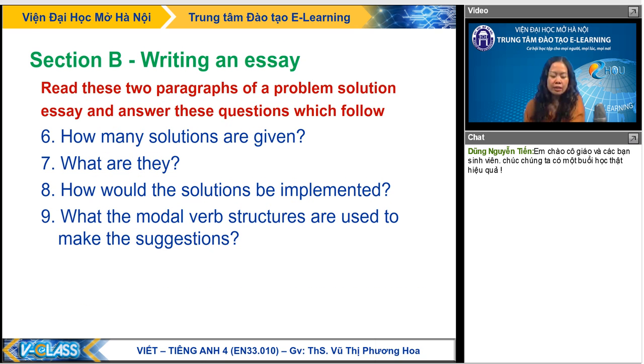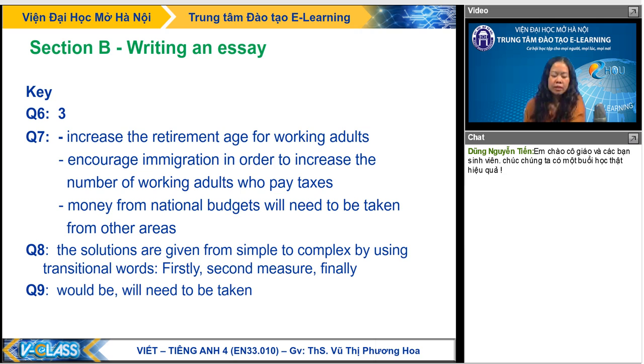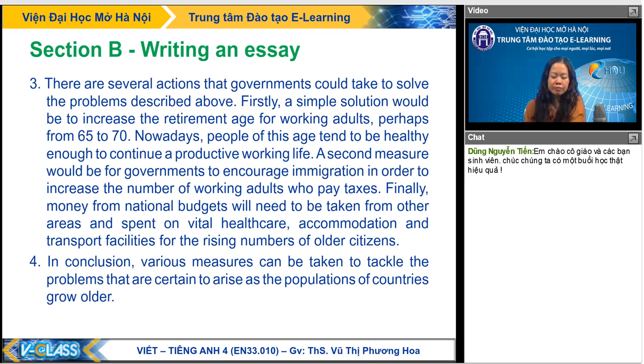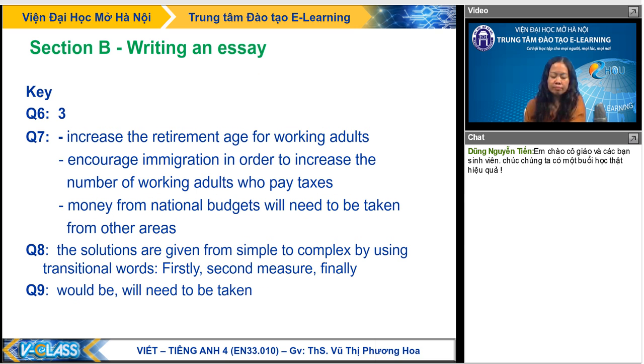For question number 8, how could the solutions be implemented? The solutions are given from simple to complex by using transitional words: firstly, second measure, finally. For question number 9, what modal verb structures are used to make the suggestions? We have would be, will need to be taken.